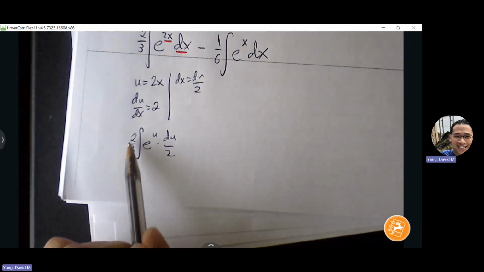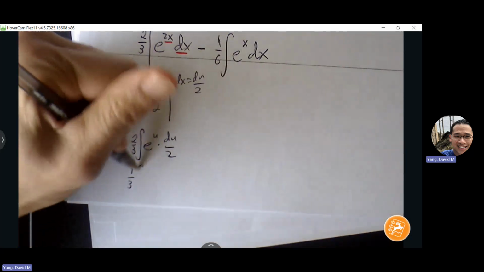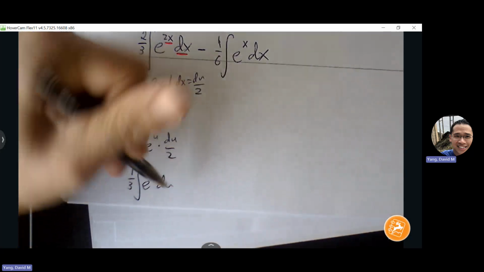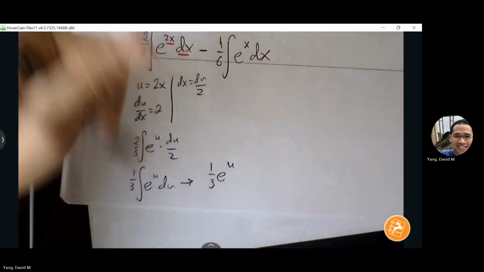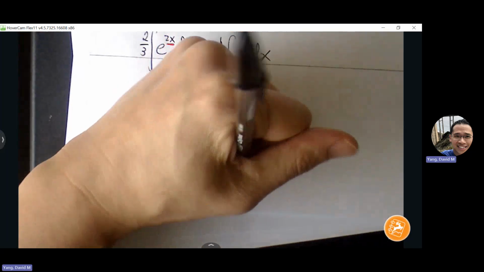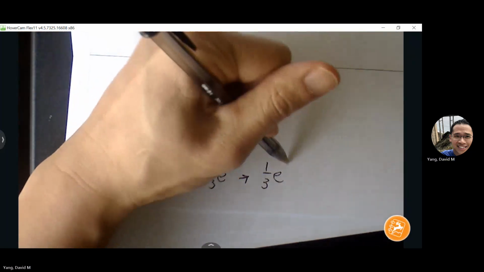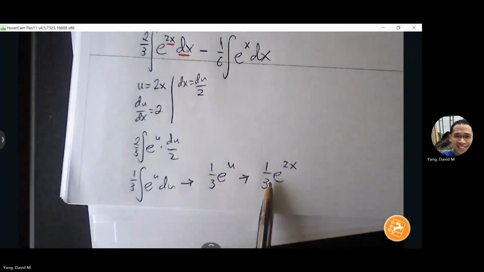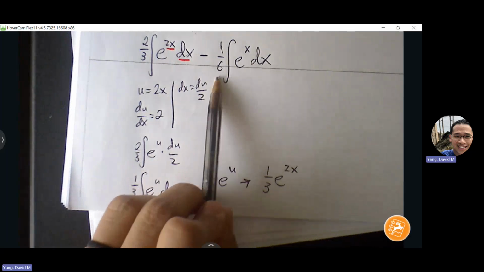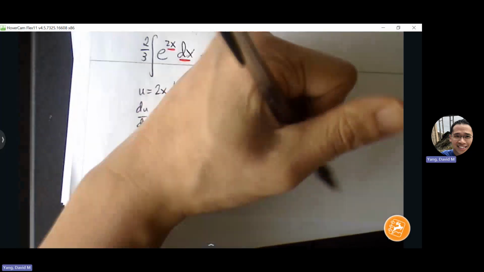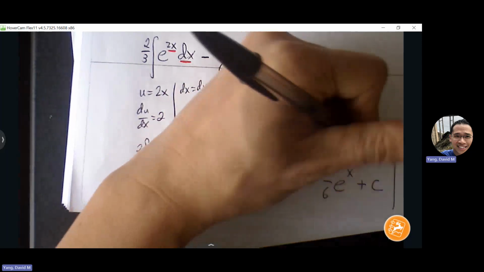I can pull that 2 out in front. The 2/3 just reduces to 1/3. So 1/3 integral of e to the u du, which is basically 1/3 e to the u, because we know the integral of e to the u is just e to the u. And then I can bring my x back into the problem. That's the result of this 2/3 here. And this one is just going to stay the exact same thing, like e to the x won't change. So just minus 1/6 e to the x plus c.